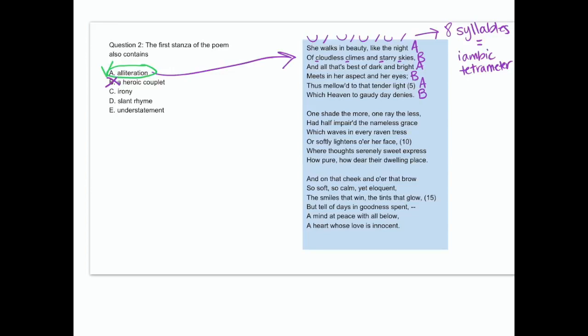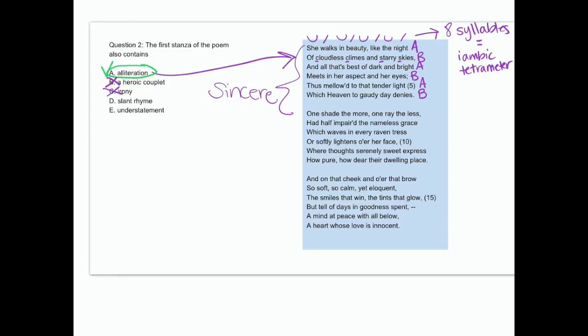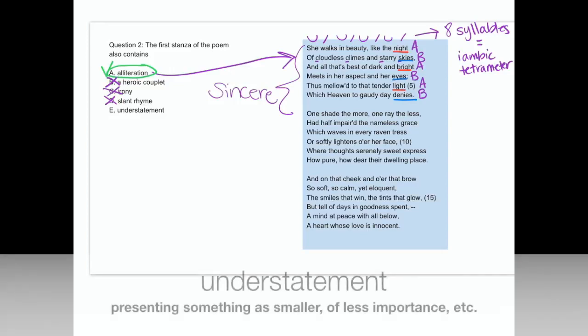C. Irony. The speaker is perfectly sincere in this first stanza. There's nothing to indicate any form of irony, so no. D. Slant rhyme. This is when words sound similar, but they don't quite rhyme. The rhymes in this stanza, night, bright, light, skies, eyes, denies, are all true rhymes, so there isn't any slant rhyme. E. Understatement. There isn't any of this either.